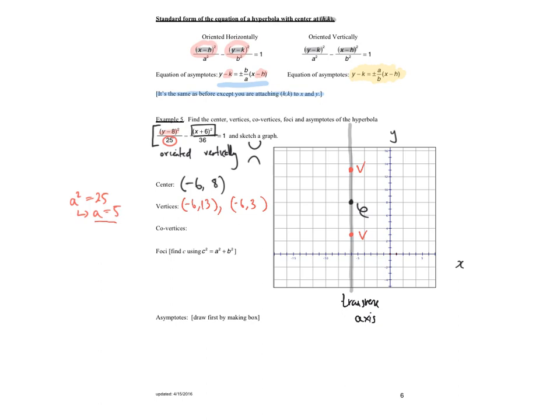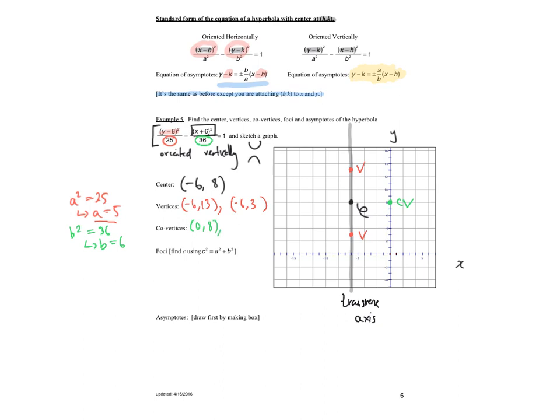Same deal for our co-vertices. Need to know what b is. I get to read off b squared is 36. So b is 6. For my co-vertices, I need to travel 6 units, this time horizontally, away from the centre. So I'll end up starting at negative 6, 8. I'll move here 6 units right and hit our co-vertex at 0, 8.